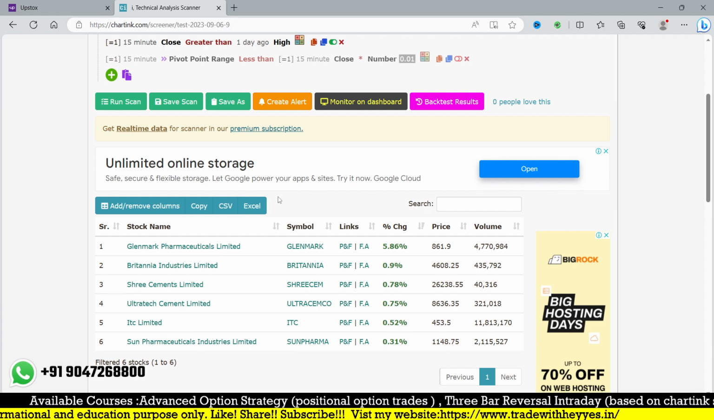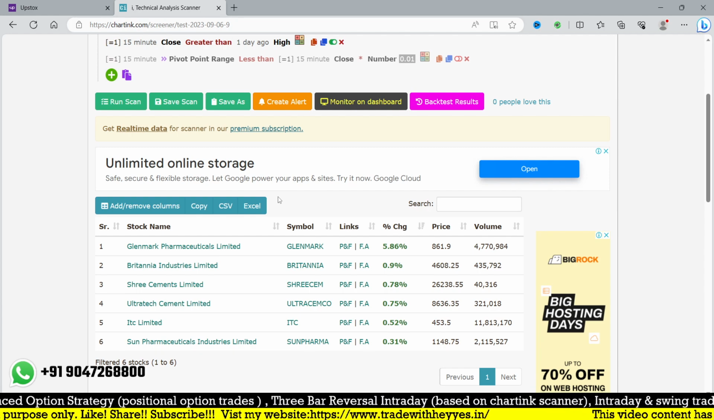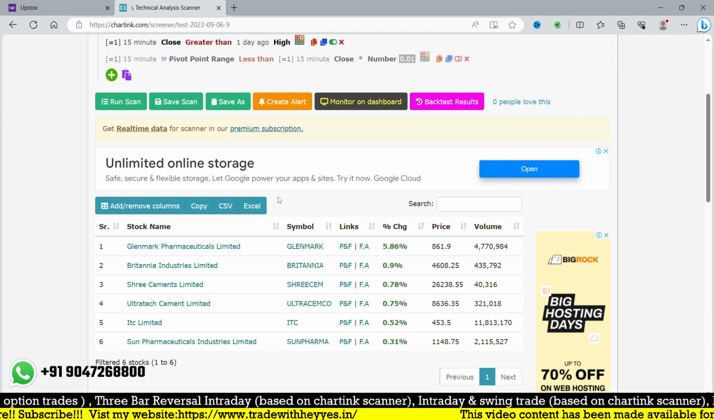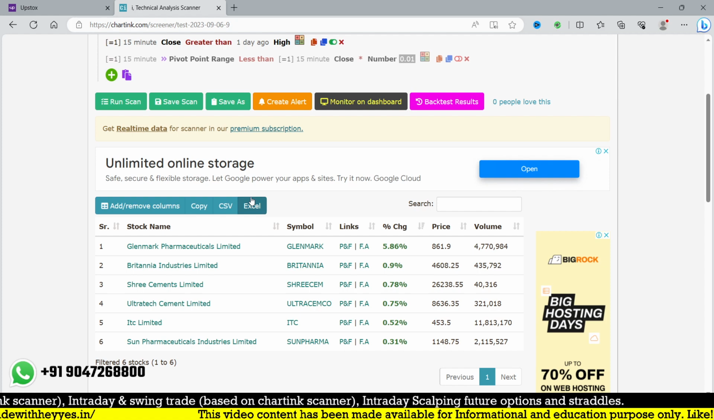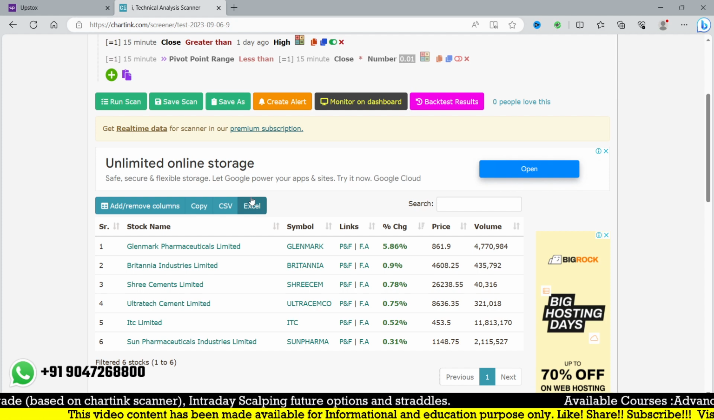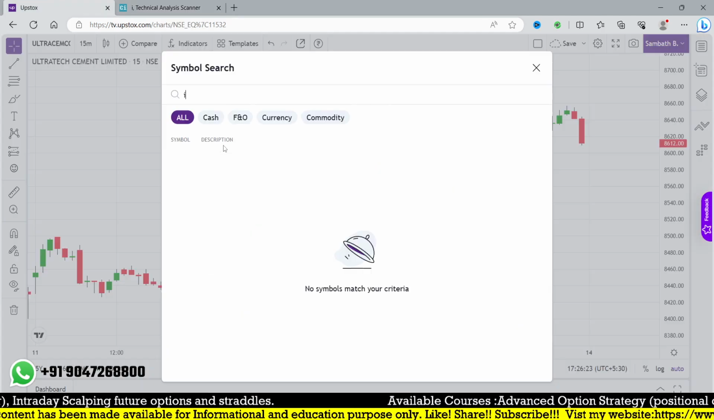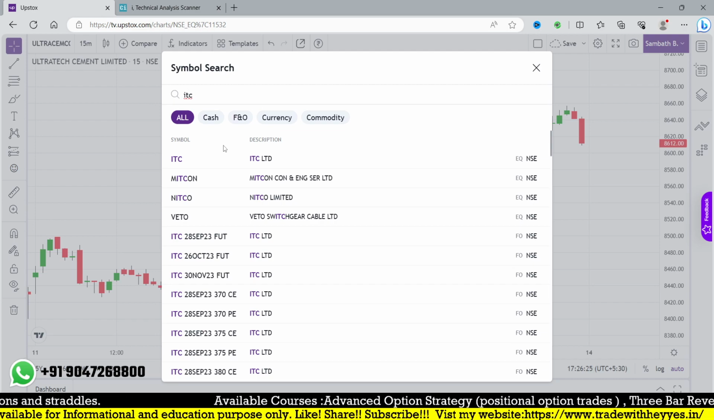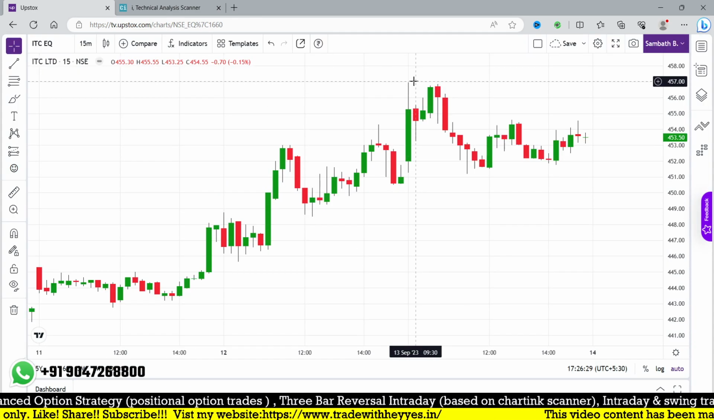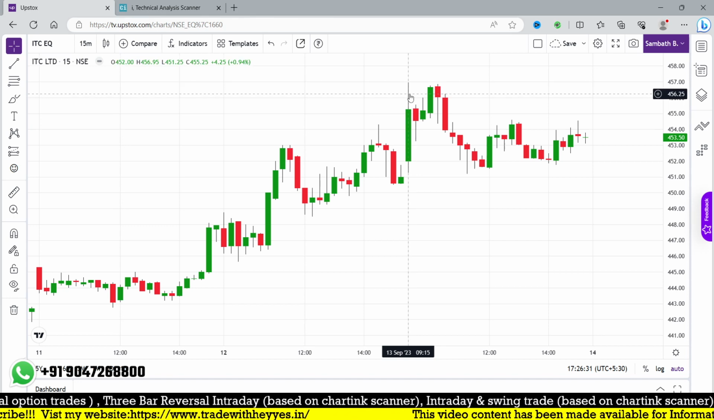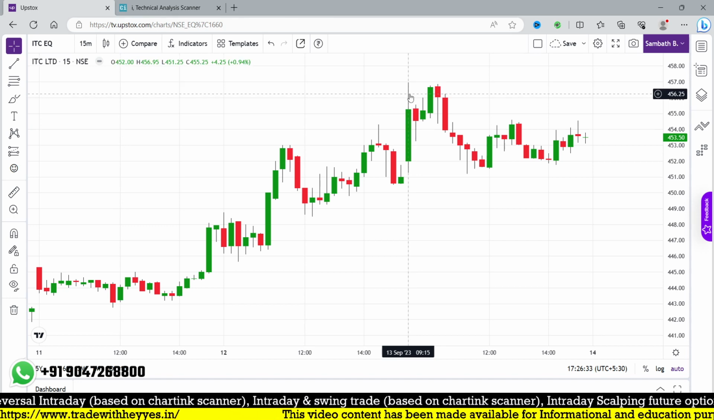But Sun Pharma doesn't give you the entry above the first 15 minutes high. Ultratech Cement gave the signal and then moved down, and ITC we were also looking for a breakout, but it did not give you that 15 minutes breakout. This high is what we are waiting for to break, and that high is not broken. But if you compare this, it is more than 1%.